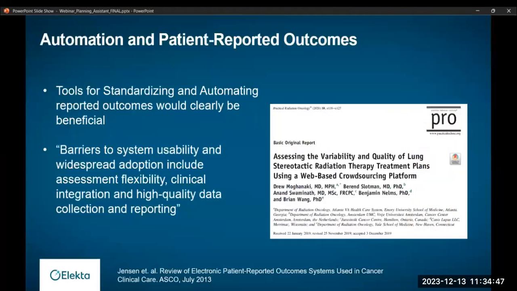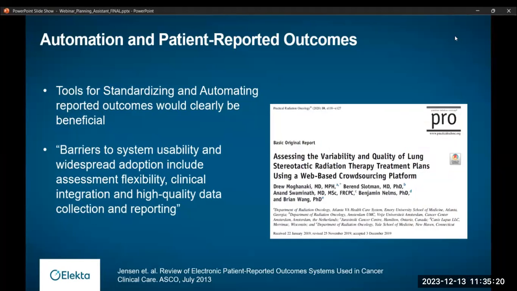The last thing I want to talk about very quickly is how to actually QA automation, and I guess looking at possibly combining with some patient-reported outcomes. And this was a very good article from 2019, which effectively looked at tools for really standardizing and automating any sort of automation process, and also looking at trying to improve overall plan quality as well.